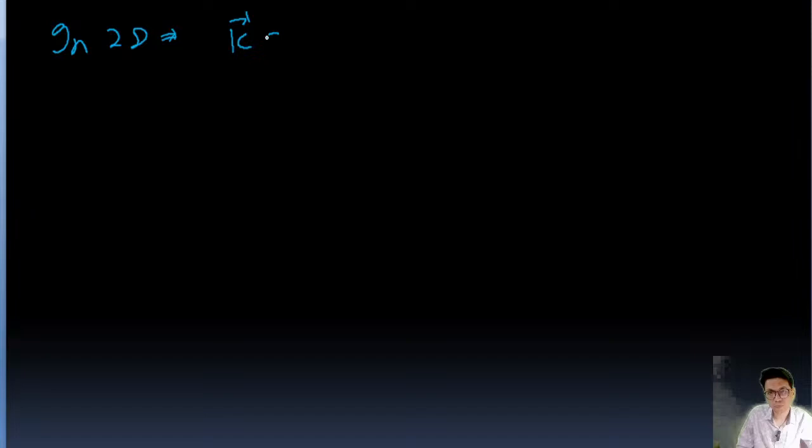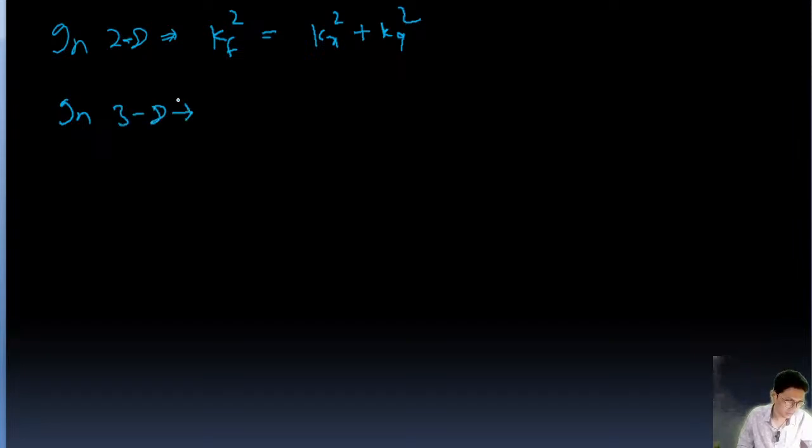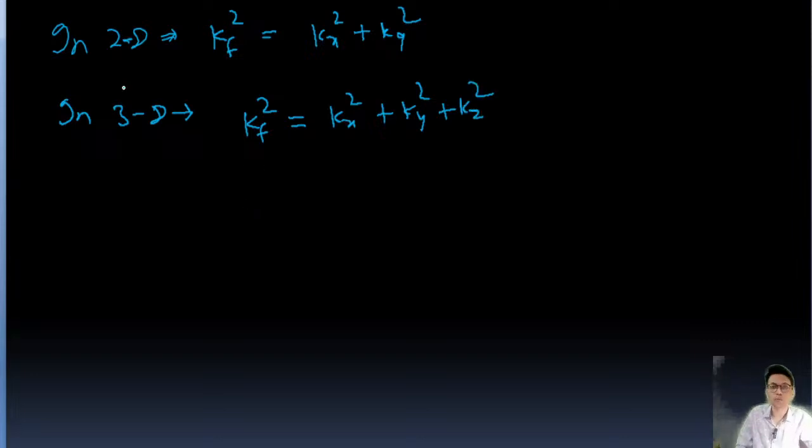in 2D, kF squared is kx squared plus ky squared, right? And this is in 2D, and in 3D, kF squared is going to be kx squared plus ky squared plus kz squared. Okay, so this is in 2D and 3D.